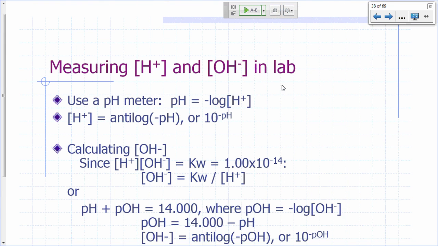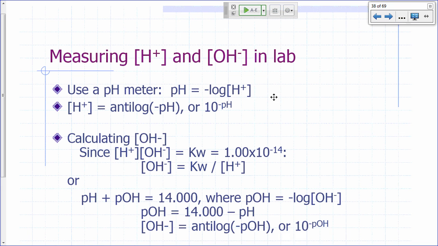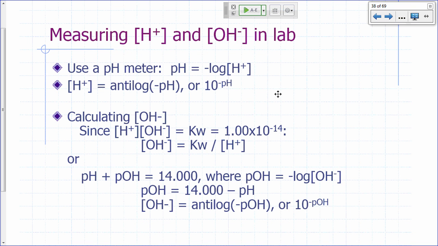Okay. So how do we measure H plus and hydroxide in the lab? This is one of the easier things you can do in the lab. You can use what's called a pH meter. How a pH meter works, we'll just leave that to another course. But basically, with a pH meter, you can measure the concentration of H plus, or more accurately, the activity of H plus. But at this level, we're just going to say that's the concentration of H plus.